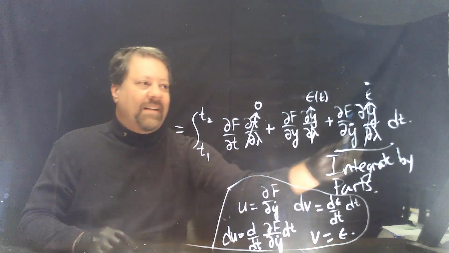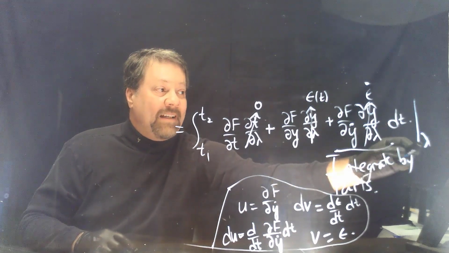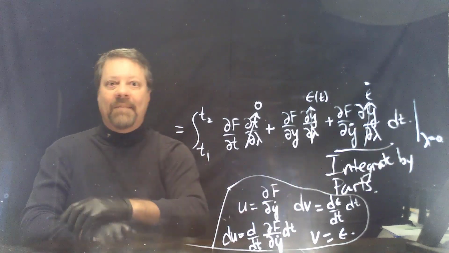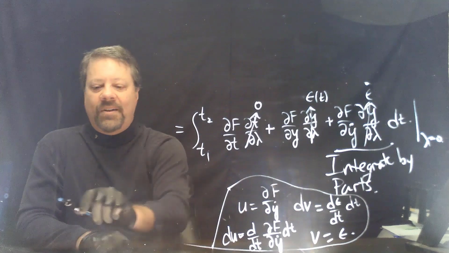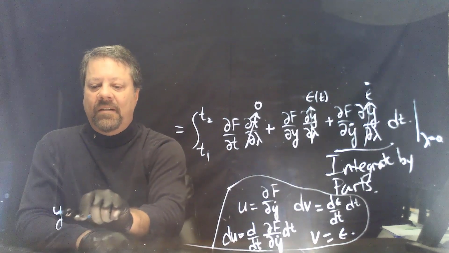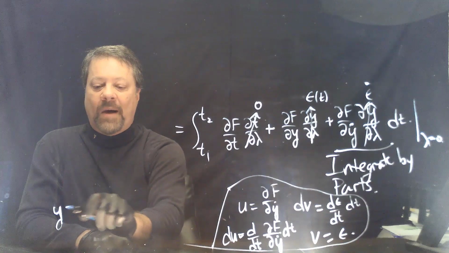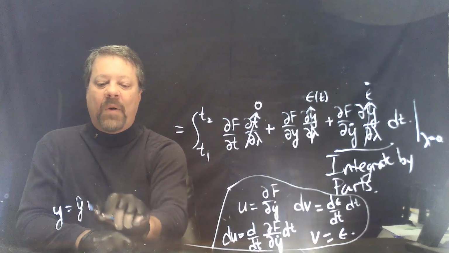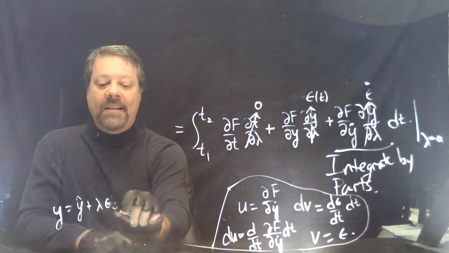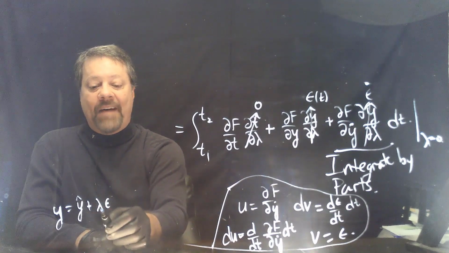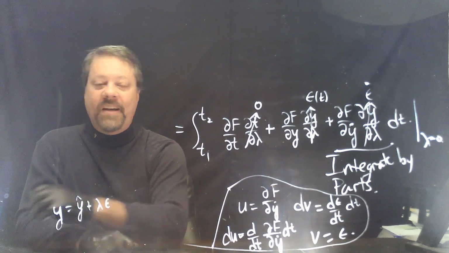Keep in mind that we're evaluating at the end at lambda equals 0. Also, our non-optimal y will be the optimal y plus lambda times epsilon. So when we evaluate at lambda equals 0, we'll end up with our optimal solution.